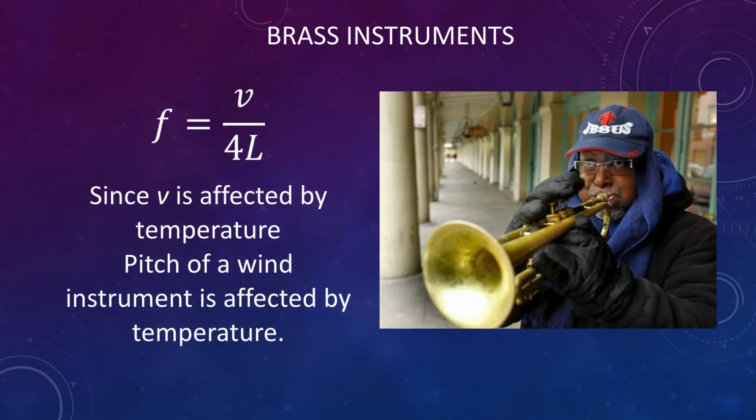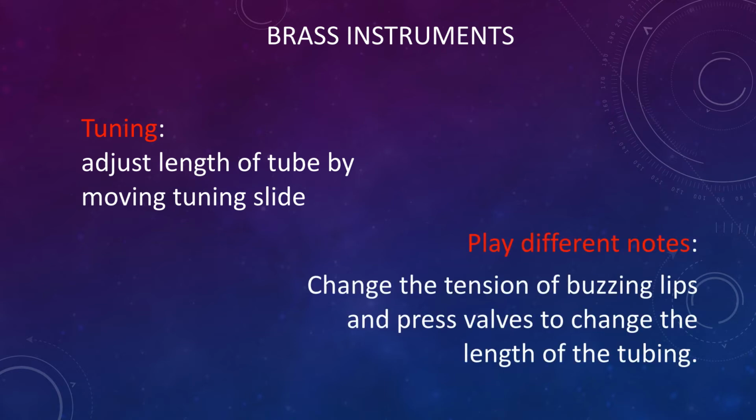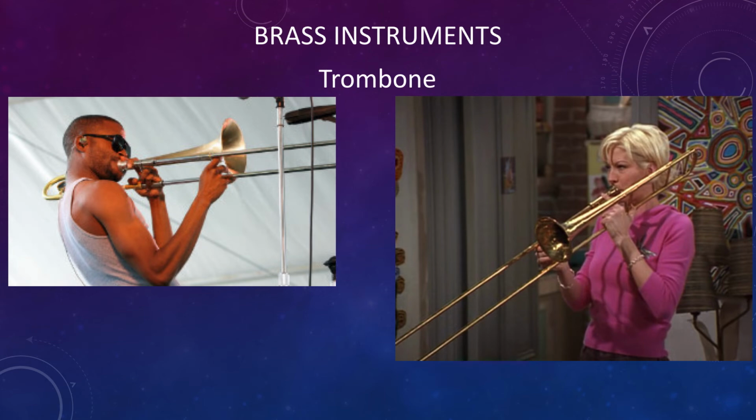This is important because pitch is affected substantially by temperature. Since frequency equals velocity over 4 times the length, and velocity decreases as temperature decreases, frequency decreases as temperature decreases. So, to tune the instrument, brass players change the length of the tubing with the tuning slide. And to play different notes, the players change the tension of their buzzing lips and press valves to change the length of the tubing. The trombone operates differently.